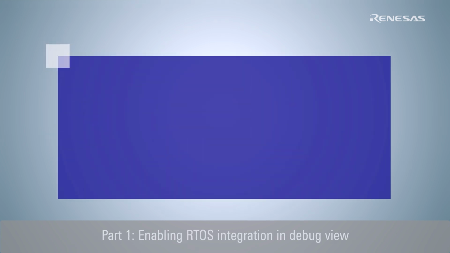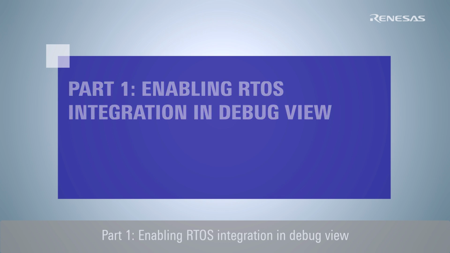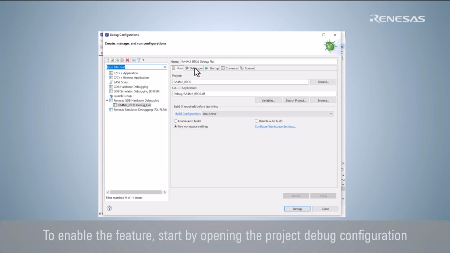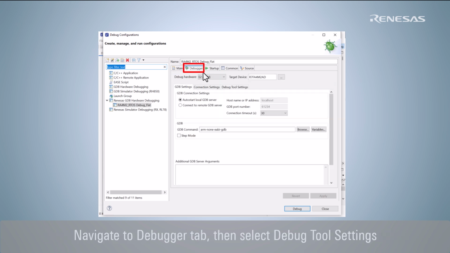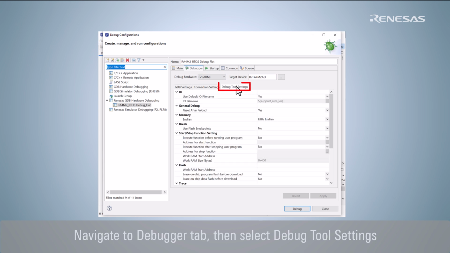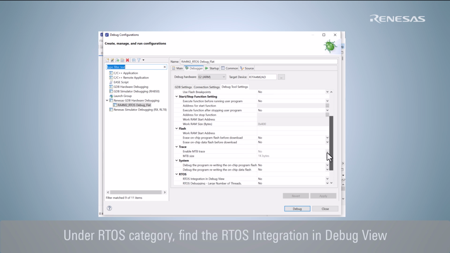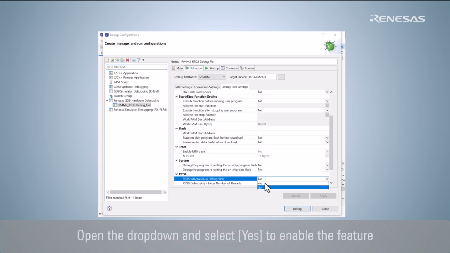Part 1: Enabling RTOS integration in debug view. Before starting, we need to prepare an RTOS project. To enable the feature, start by opening the project debug configuration. Navigate to the Debugger tab, then select Debug Tool Settings. Under the RTOS category, find the RTOS integration in debug view. Open the drop-down and select Yes to enable the feature.